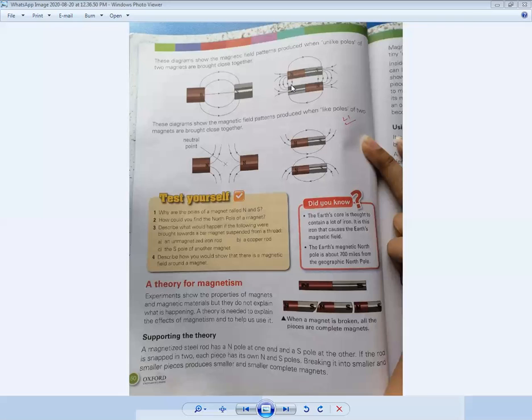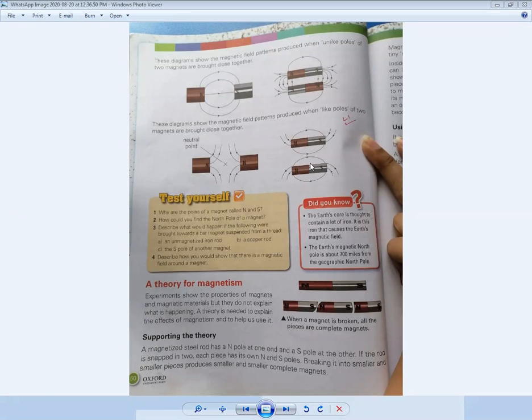But in the second figure, you can see this is a magnet, it has a north pole. This is another magnet, it also has a north pole. So when these two north poles are brought together, what will happen? A force of attraction will not be produced between these two magnets. Actually, the force of repulsion will be produced. So they will not attach. Their force will be directed in different directions. So this is called the force of repulsion.